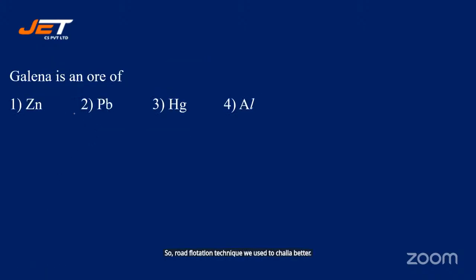Next question. Galena is an ore of what? Zinc, lead, mercury or aluminum? Zinc, lead, mercury, aluminum. What is the galena ore?